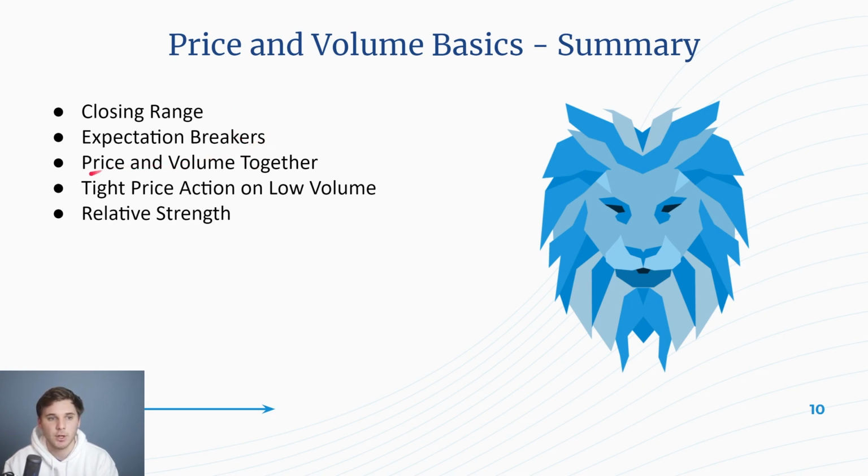We also talked about considering price action and volume together, because volume adds weight to what price is doing, because the higher the volume, the more likely institutions are involved. And we discussed how tight price action on low volume can be a sign of institutional accumulation. Finally, we covered relative strength, basically using the closing range to determine whether during a correction the stock is being supported by institutions. So that is price and volume basics.